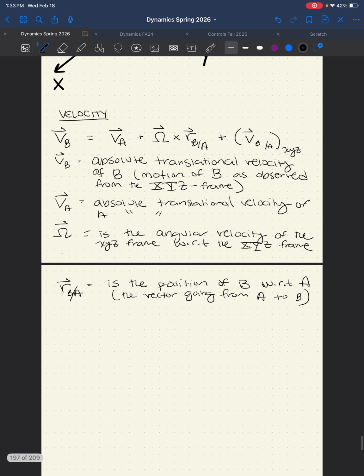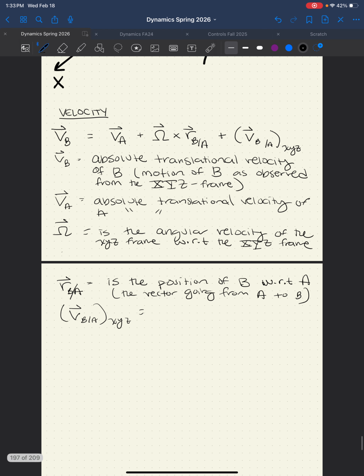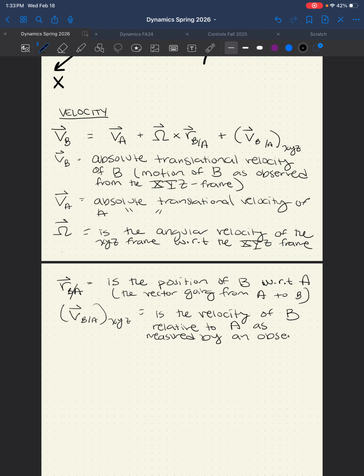Okay, and our last item here is VB/A, little x, little y, little z. This is probably the most confusing one, but it's kind of our new one for this equation. So this is the velocity of B relative to A as measured by an observer attached to the little x, little y, little z frame.